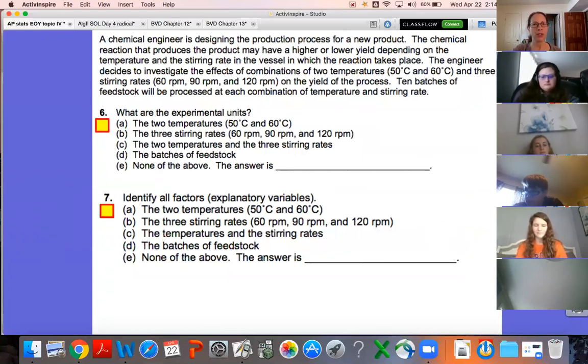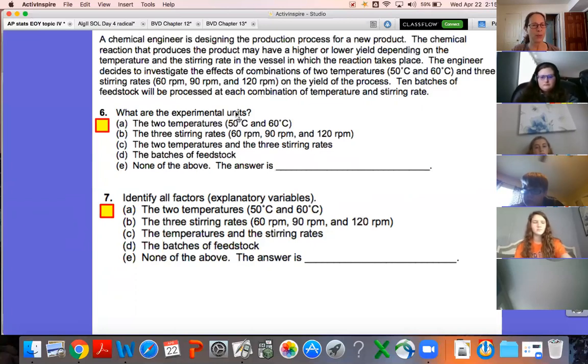So a chemical engineer is designing a process for a new product. The reaction that produces the product may have a higher or lower yield depending on 2 things: the temperature and the stirring rate. Those are each your factors in the vessel in which that reaction takes place. So what that engineer is going to do is make 2 different temperature levels, 50 Celsius and 60 Celsius, and 3 stirring rates, 60 revolutions per minute, 90 revolutions per minute, and 120 revolutions per minute, on the yield of the process. 10 batches of feedstock are produced at each combination of temperature.